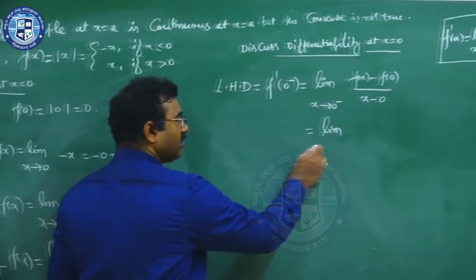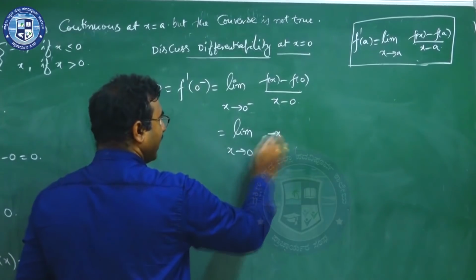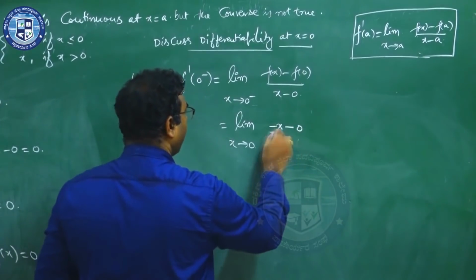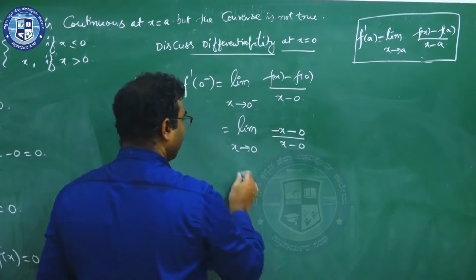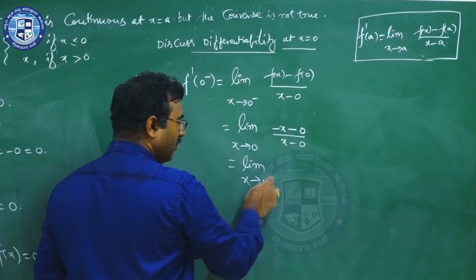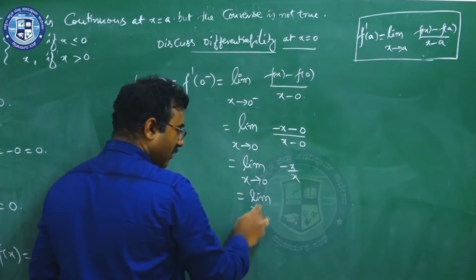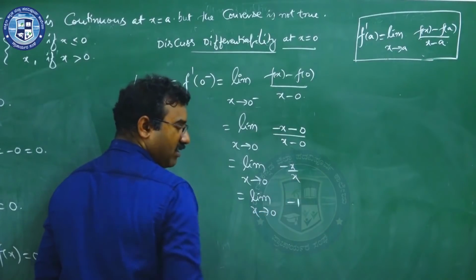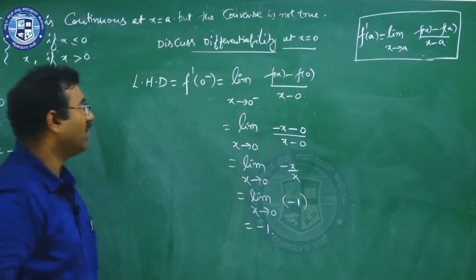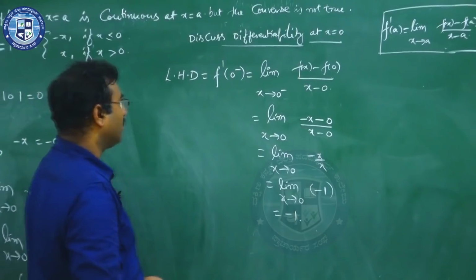So limit x tends to 0 minus, f(x) you have to take minus x, minus f of 0, whose value is 0, divided by x minus 0. So what are we getting here? Limit x tends to 0 minus x by x, which is limit x tends to 0 of minus 1. Limit of a constant is constant, minus 1, we got it. And the same way we will find the right hand derivative also.